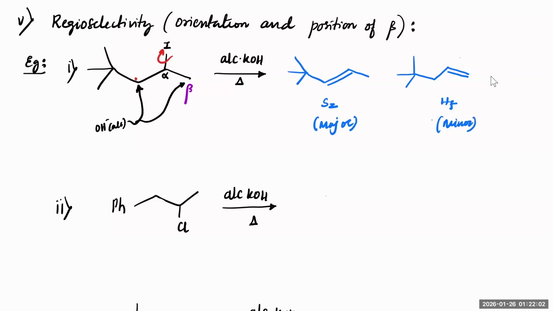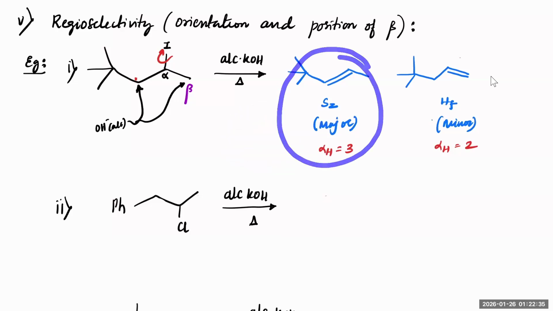Now notice these things carefully. Why is this becoming major? Notice that the double bond which you got here will have hyperconjugation stability offered by 3 alpha hydrogens, but here we have only 2 alpha hydrogens. So that makes it more stable. So the Saytzeff product is more stable. More stable means it is a better direction for the transition state, and that transition state will allow this to become the major product.